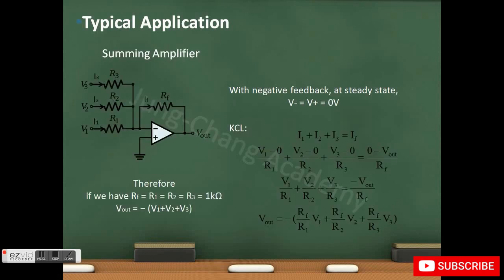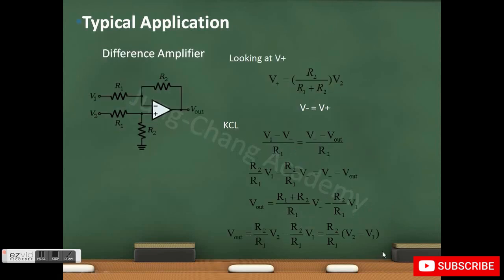You can also use an op-amp as a summing amplifier to add up several input voltages like this. I would like you to follow the steps and try to analyze this circuit yourself to see if you can get this equation. Lastly, we can use an op-amp as a difference amplifier to subtract two voltages. Again, please try to analyze this op-amp circuit, and if you have any questions, please let me know.